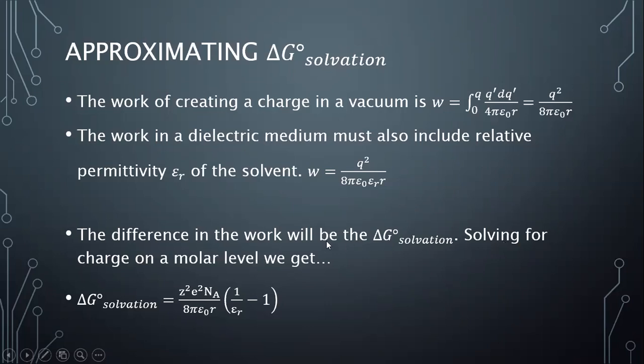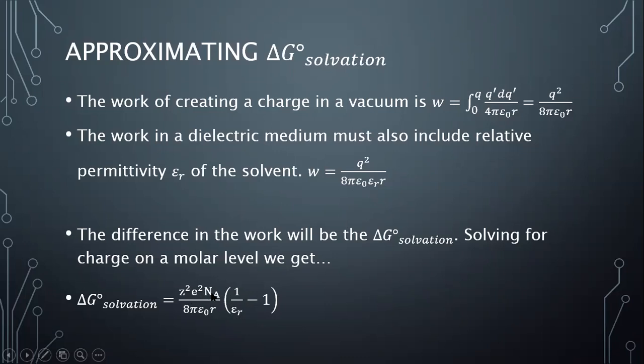So we can solve for this to calculate the charge on a molar level. Turning Q into Z, it's Z squared, e squared. We want to turn this into molar, so we multiply by Avogadro's number to turn it into moles. Keep all that the same. So bringing that out, we're calculating delta G solvation. For solvation, we subtract the constant of the vacuum. So that's why we flipped around to 1 minus epsilon R minus 1.